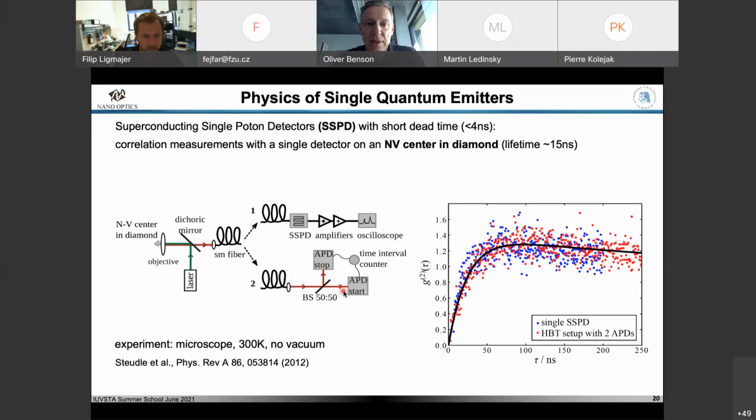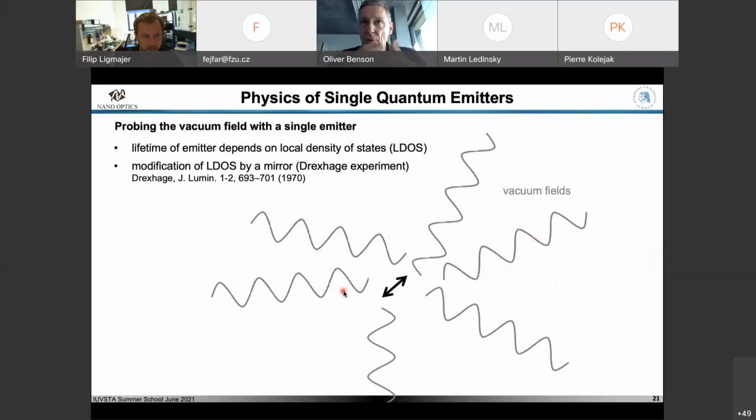Good, nowadays, this is basically a standard. So you start with just making this measurement, and then you know, okay, I'm sure that I'm dealing with a single quantum emitter, and I'm quite sure that I'm dealing with a stream of single photons leaving the quantum emitter.